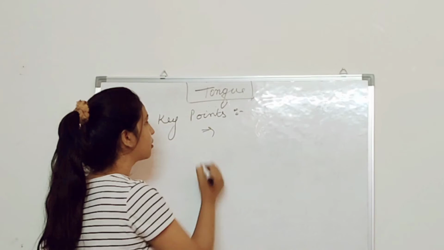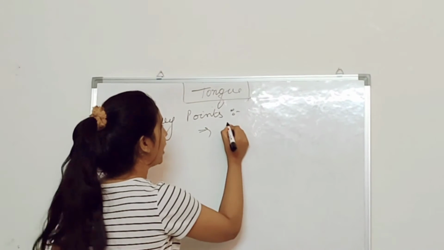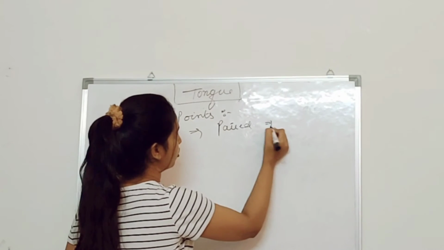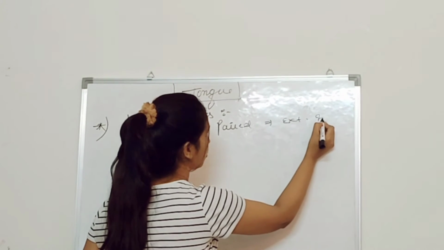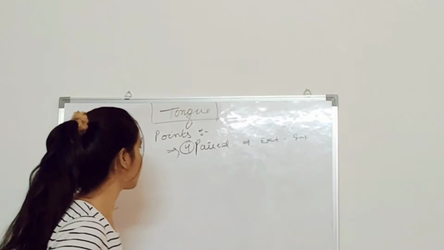So you have two groups of muscles, extrinsic and intrinsic. Both intrinsic and extrinsic are paired in number. So you have to remember they are 4 in number and they all are paired.